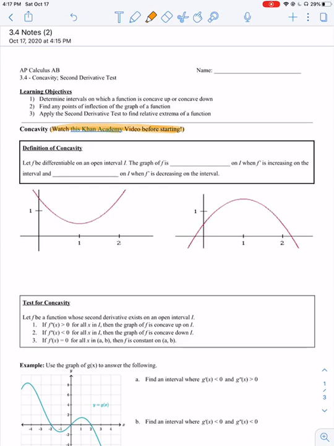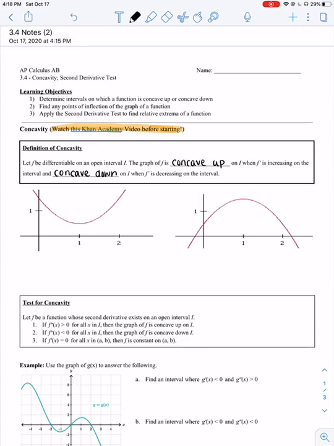So the definition of concavity is this. Let f be differentiable on an open interval I. The graph of f is going to be concave up on that interval, so concave up on I, the interval I, when f prime, so the first derivative, is increasing on the interval, and it will be concave down on the interval if the first derivative is decreasing on that interval.